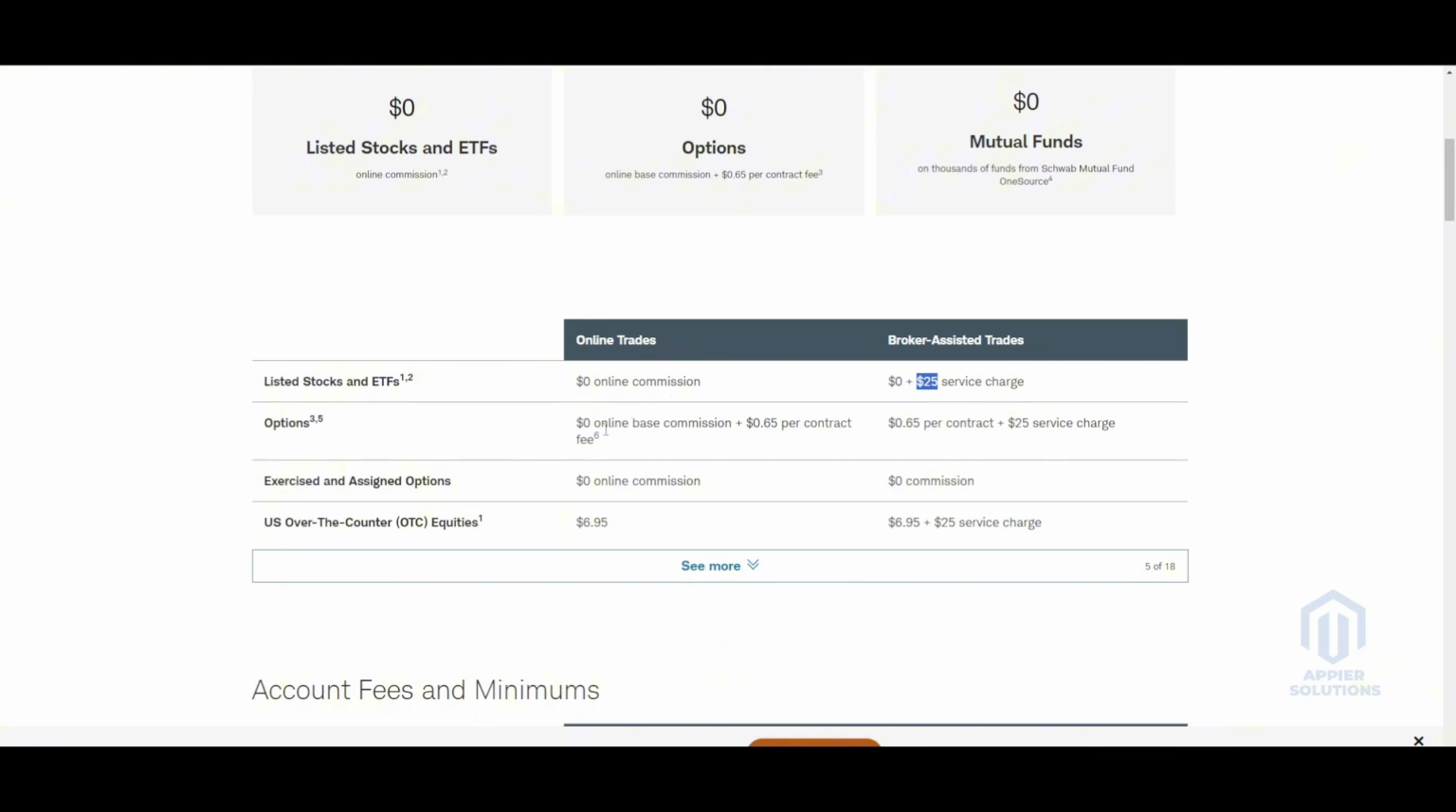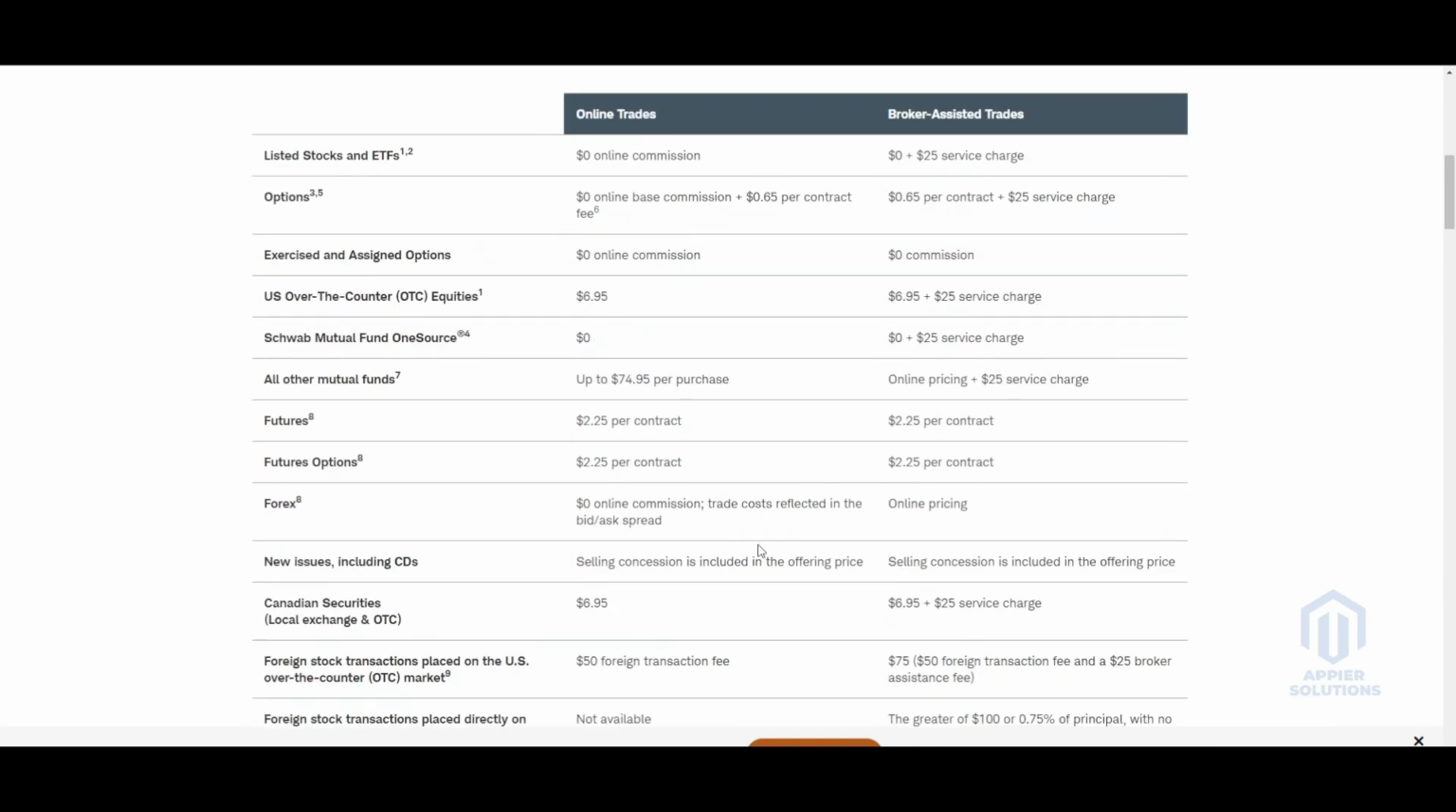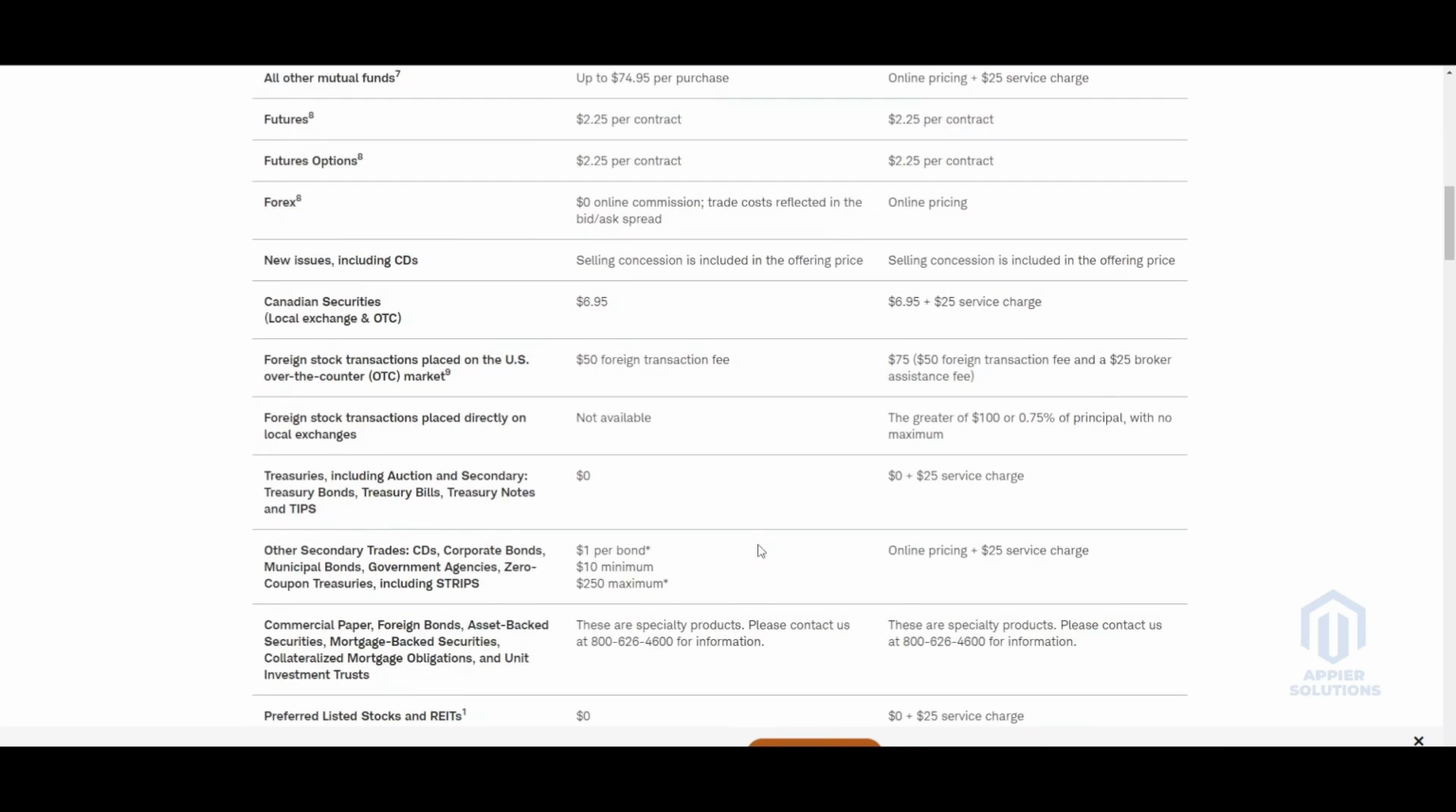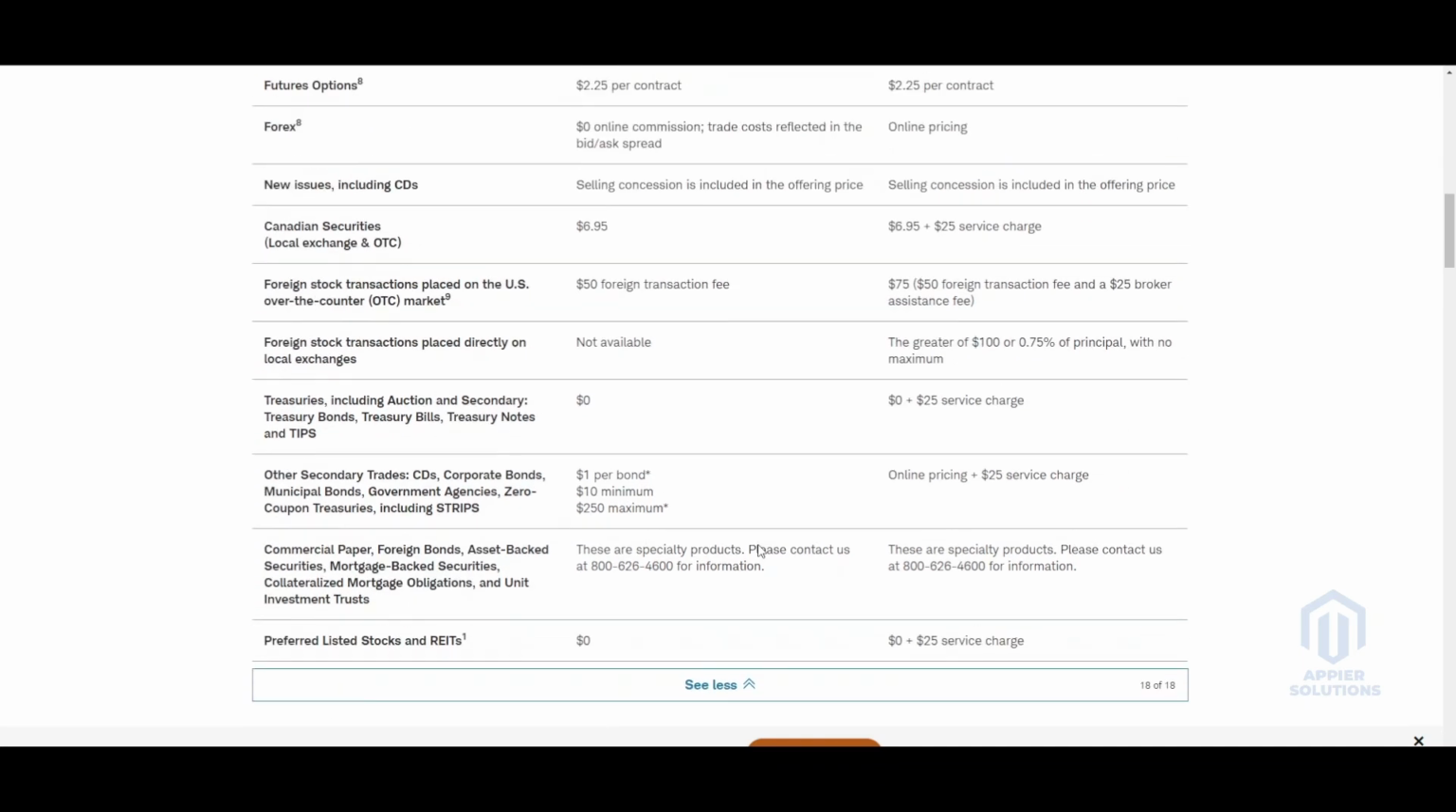For options, it's $0 online base commission plus a $0.65 per contract fee, and for exercised and assigned options you will have to pay a $25 service charge, with $0 commission on both sides. For US over-the-counter OTC equities, you can see that an online trade costs $6.95 with a $25 service charge on each and every one of them. So these are all the lists that you can pause and read.